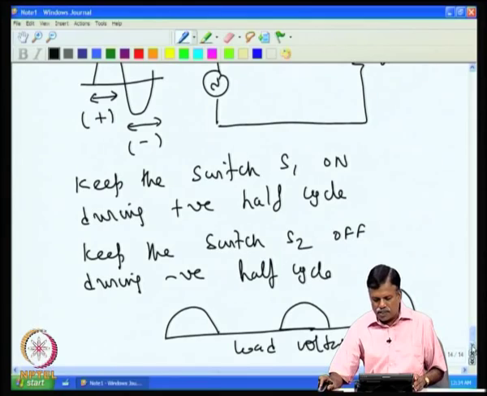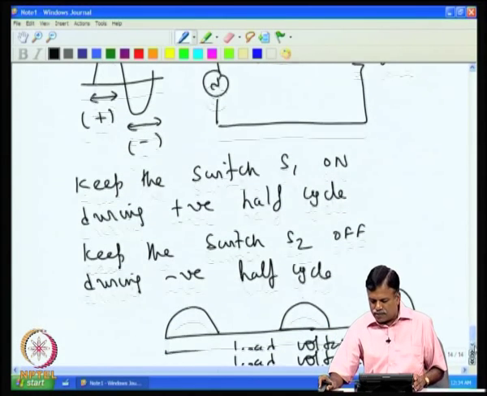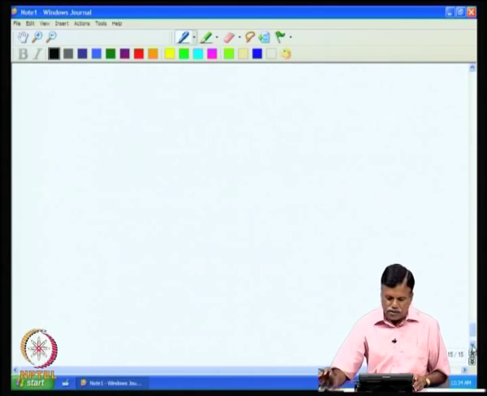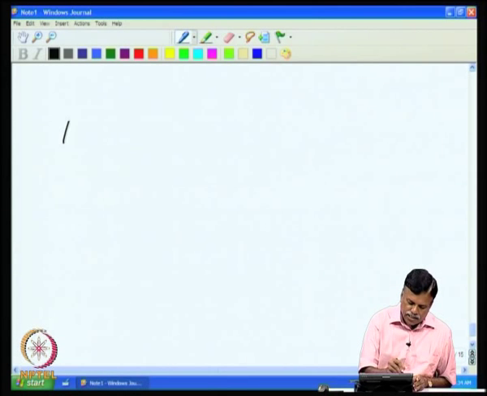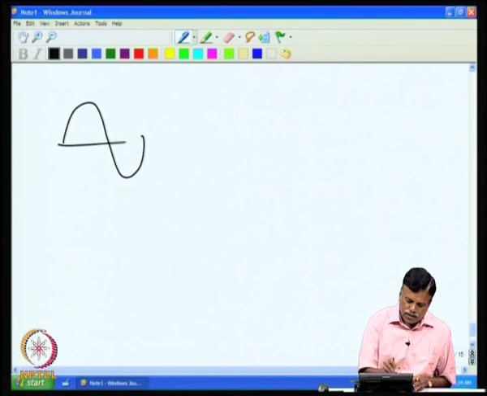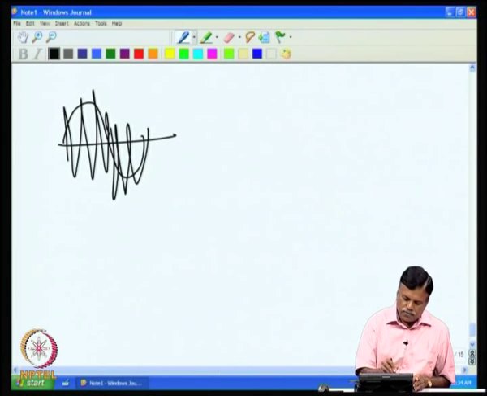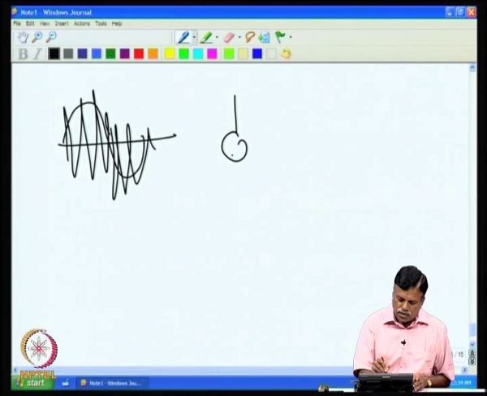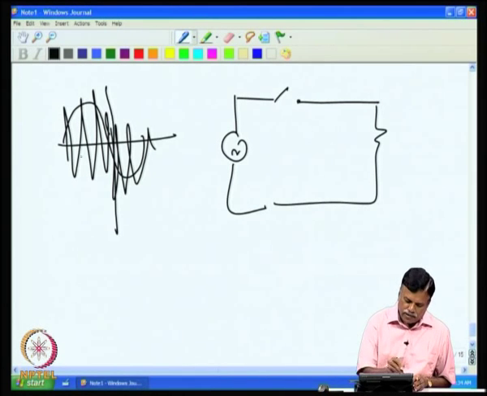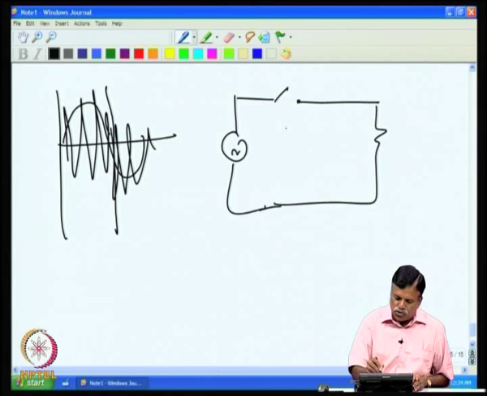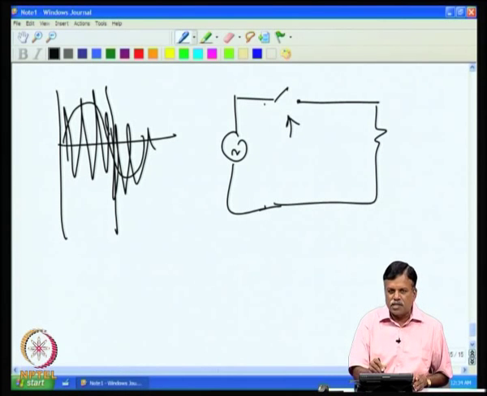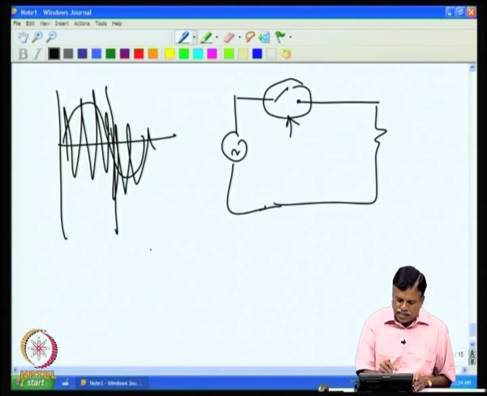Now, what are we trying to achieve by this? Assume that we have a signal which consists of signal plus noise. I will draw a signal which has noise continuously. Now, when the switch is on, if I look at the load side, I will get whatever was there during this time. This is not a diode, it is a switch. It allows both positive and negative during the on time. So the switch is a bilateral switch.